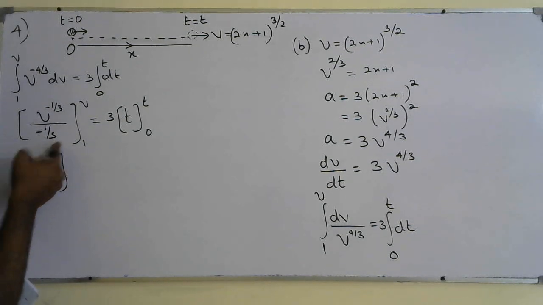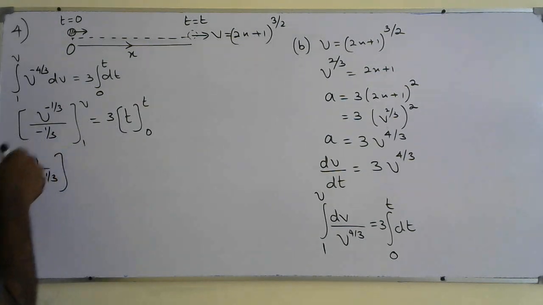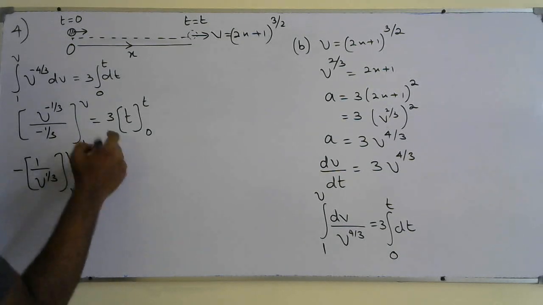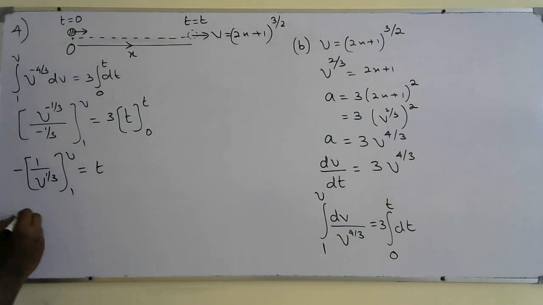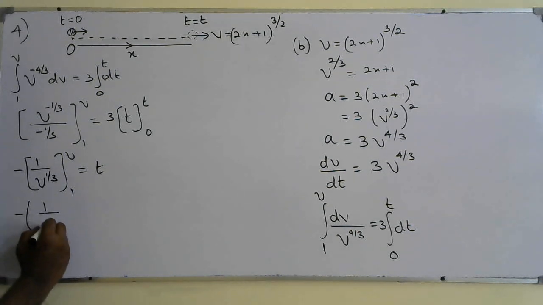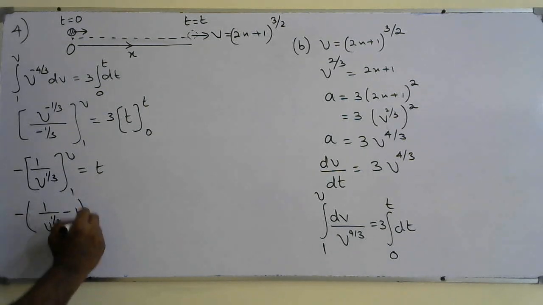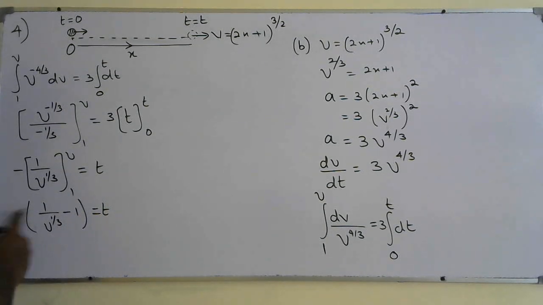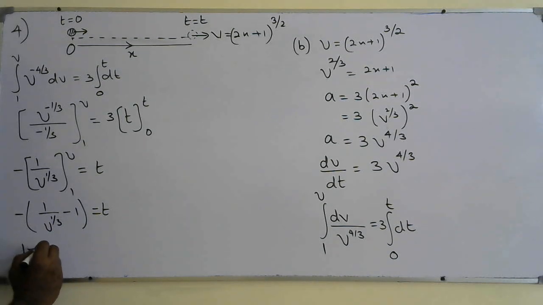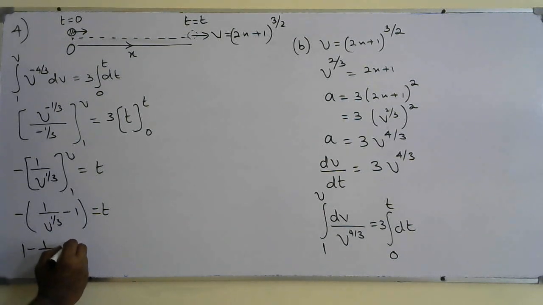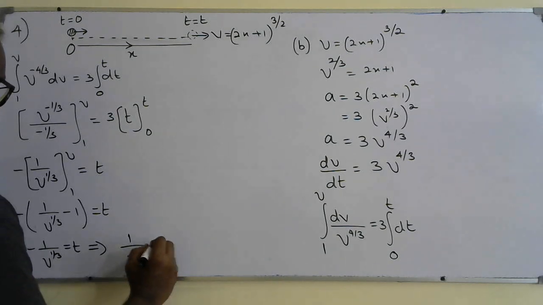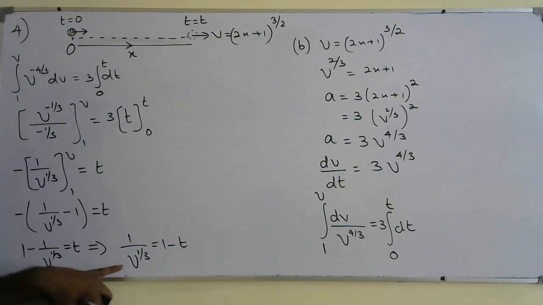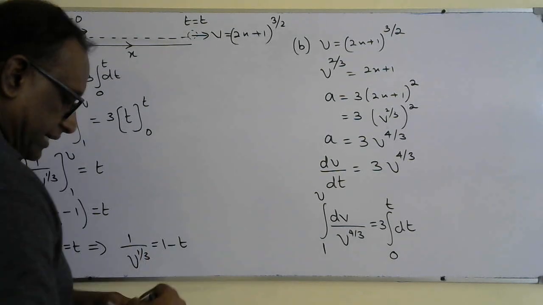So you'll get minus 1 over v to the power 1/3. This 3, when it goes up, becomes 3 here, and here 3 will get cancelled. So that's minus, I took it out, v to the power minus 1/3, I put as 1 over v to the power 1/3, limits 1 to v, equal, so 3 got cancelled, to t minus 0, so t. So this is going to be minus 1 over v to the power 1/3 minus 1 equals t. Multiplying inside by the minus, it's going to be 1 minus 1 over v to the power 1/3 equals t. So from this, take it to the right: 1 over v to the power 1/3 equals 1 minus t. So make this one the subject. So that will become, I'll write it here.